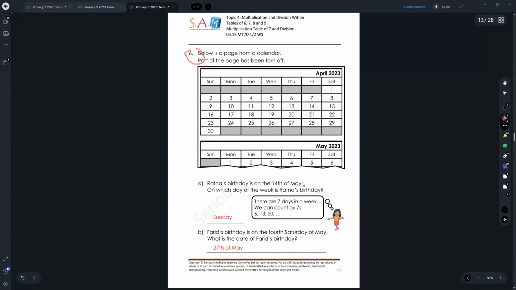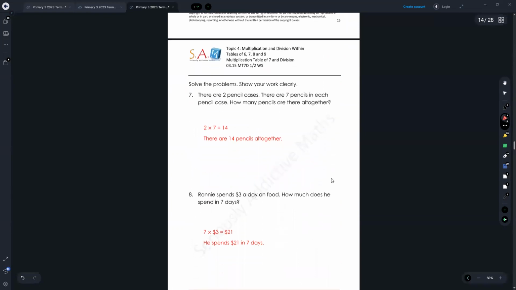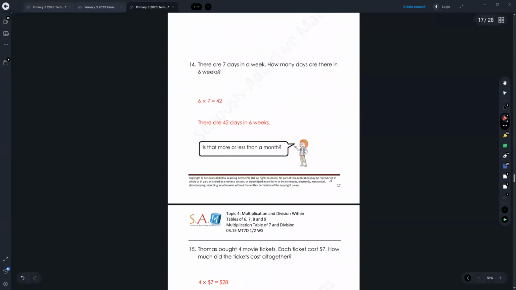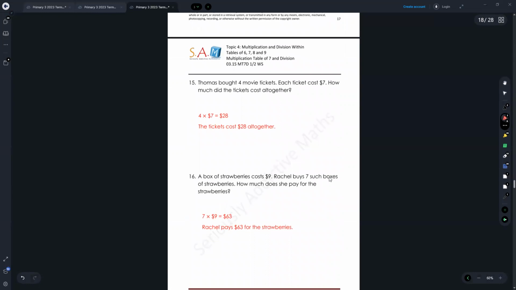So let me see, 14 May. So you can actually count. These will be in groups of 7. It will be 6, 13, 20, and so on. Okay. Let's see what else. I think the rest are multiplication questions they should know. In fact, we're going to skip some of these, perhaps.